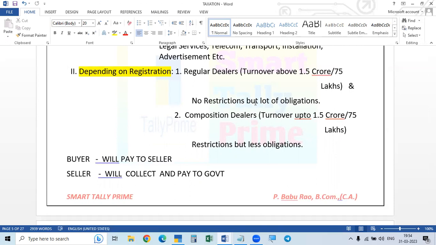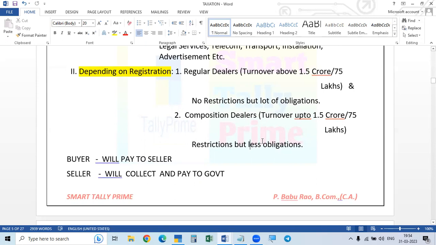We are purchasing and paying tax, so it is called inward supply tax, or input tax. When you sell the goods, goods are going out, and that is called outward supply. When we sell the goods, we collect the tax from the buyers, who are called customers. So that tax is called output tax. That is output GST, and this is called input GST.